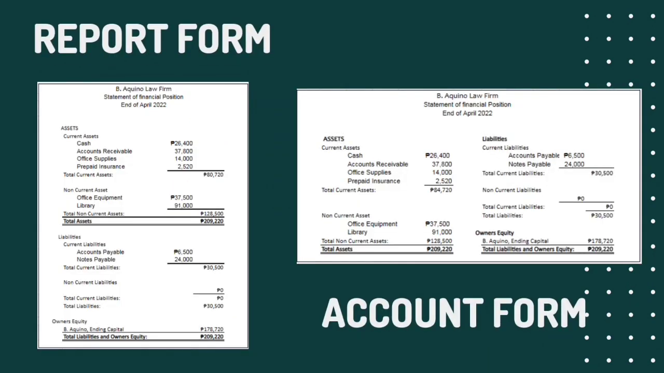We have here the two forms of statement of financial position, the report form and the account form of B. Aquino Law Firm. Always follow the format of statement of financial position at huwag na huwag kakalimutan ang paglagay ng headings, which is the names of the company. Second, what kind of preparation, which is the statement of financial position, and the date. And the next one is the asset, followed by the liabilities and owner's equity.